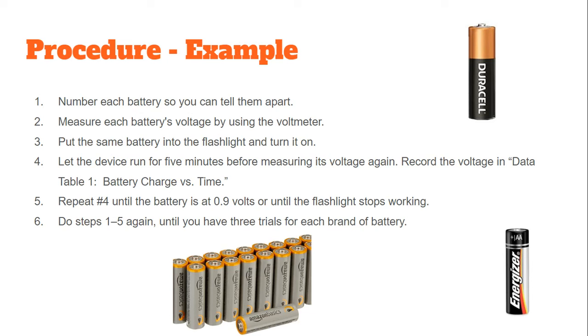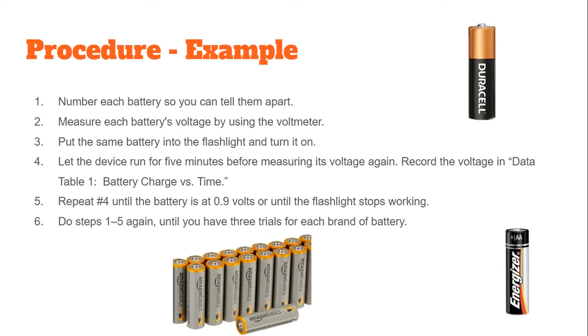Number 2 tells you to measure the starting voltage using the voltmeter, and then put the battery into the flashlight and turn it on. They let this run for 5 minutes before measuring the voltage and record it in the data table. Notice that their procedure includes the name of the data table.